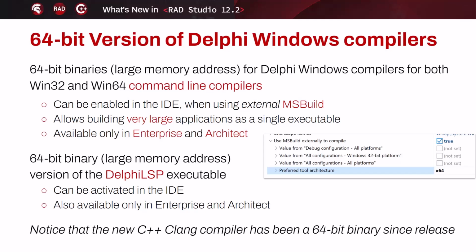And that's also the reason we have made this feature available only in Enterprise and Architect in 12.2. The same option is available also for the Delphi LSP. Because Delphi LSP is a separate executable, it can be activated in the IDE in a version that is built as a 64-bit binary. So both the command line compilers available through MS Build and the Delphi LSP engine are available as 64-bit applications. The new C++ compiler, which is also a separate executable, is and has been 64-bit since the release.